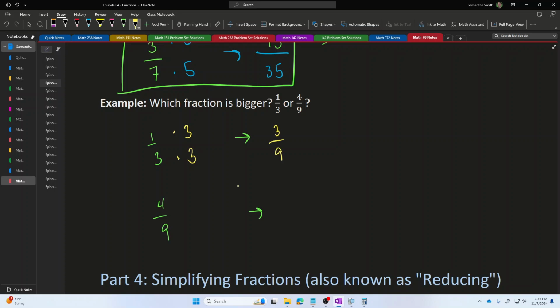So now I can compare these two quantities. 3 out of 9 is worse than 4 out of 9. 4 out of 9 gives me more pizza. This is the bigger quantity.